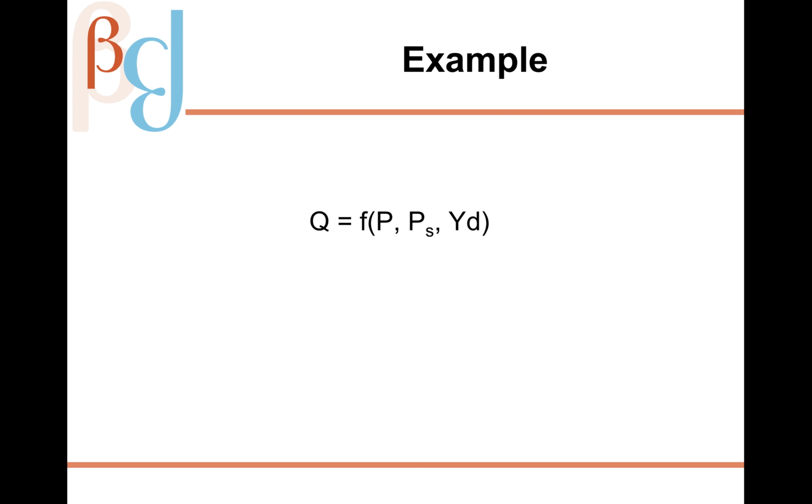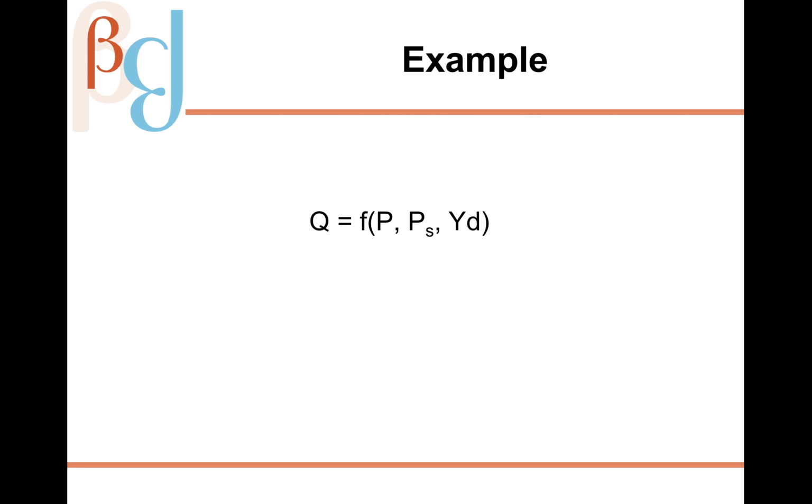So here's an example of a vague economic equation. This could be the equation for demand, or it could be the equation for supply. In this case, it seems to be an equation for demand since we have disposable income here. So notice that this equation doesn't tell me anything. It tells me that the quantity demanded might be related to the price of the good, the price of a substitute good, that is the PS, and the income of the individual, disposable income. That's what the YD is.